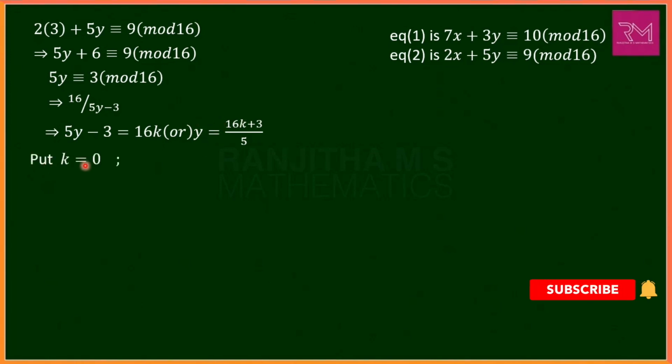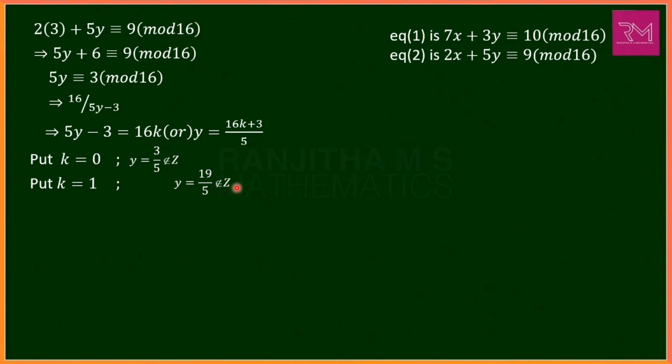So first step, we have to put k is equal to 0. If we substitute k value as 0, we get y value as 3 by 5. Obviously, it does not belong to an integer z. Next, you have to put k value as 1. We get here, if you substitute k value as 1, that means 16 into 1 is 16 plus 3 is 19 by 5. Therefore, y is 19 by 5 does not belong to an integer z.